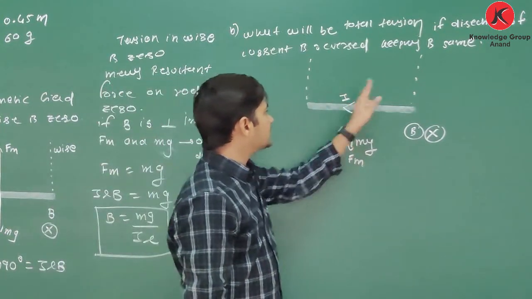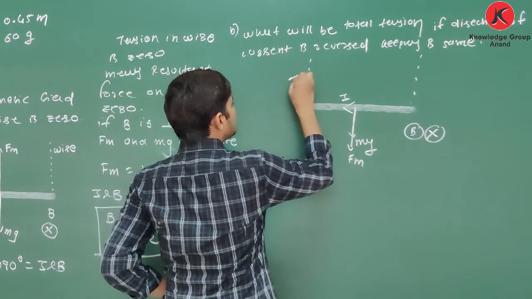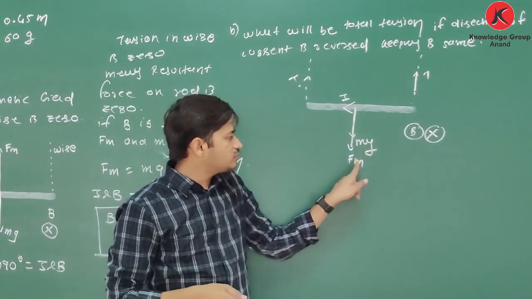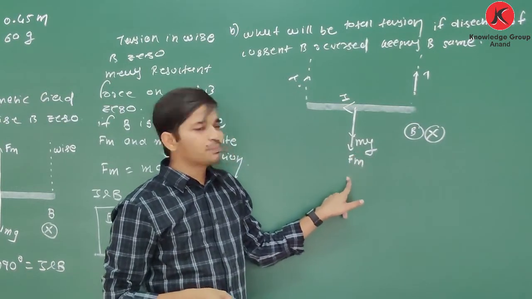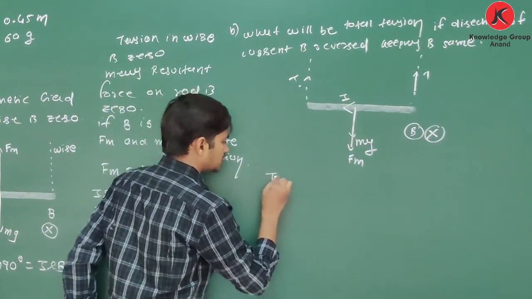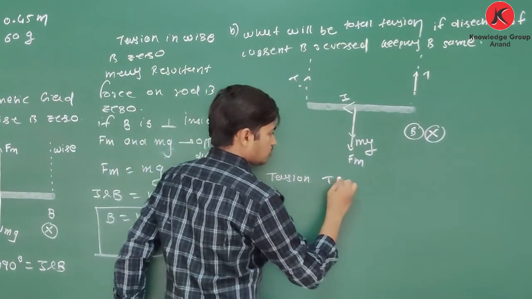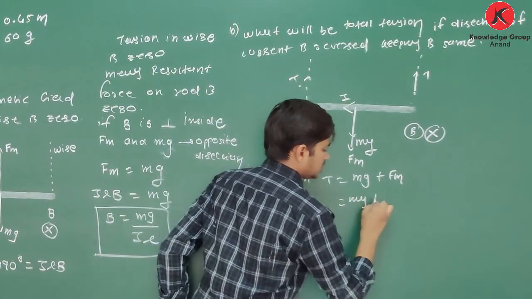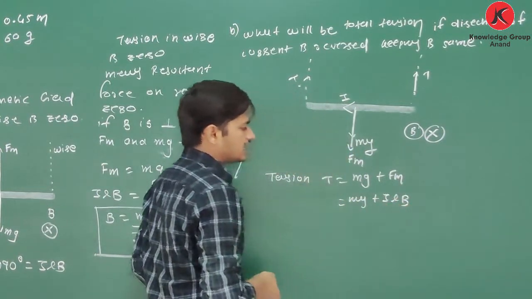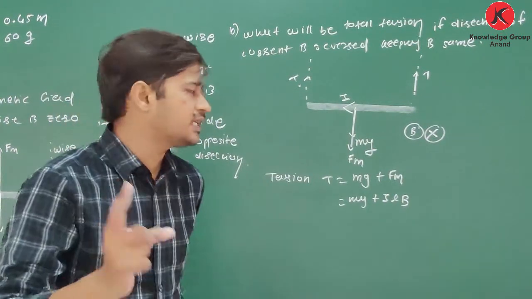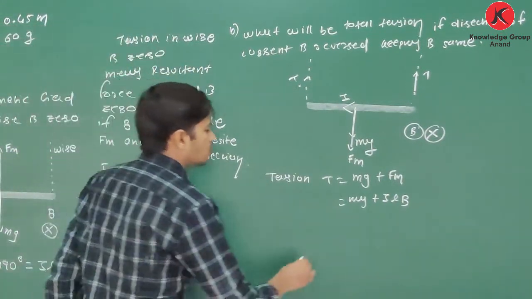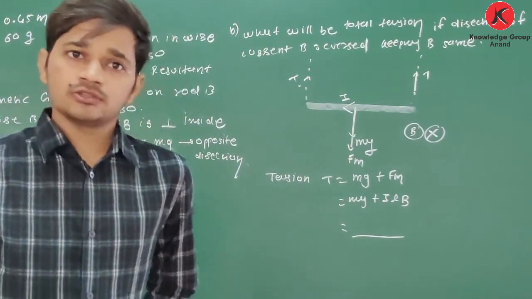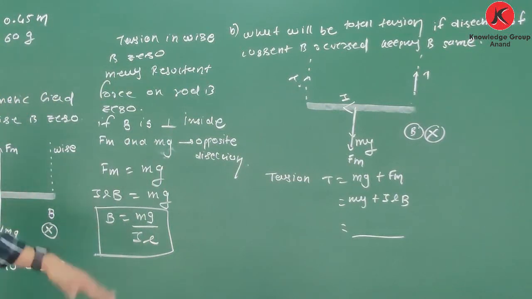So yes, now what is the tension in this wire? Tension T in this wire is equal to mg plus Fm. So in this situation, tension T is equal to mg plus Fm, which is mg plus ILB. M given, g given, I given, L given, B given. You can easily find the value of tension. Clear about this? See, if you change the direction of current, your answer changes.